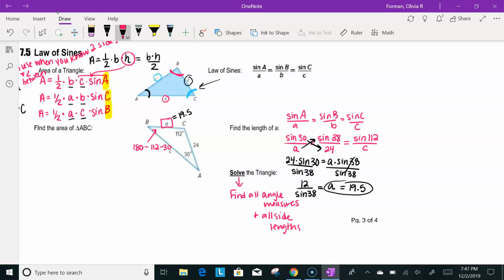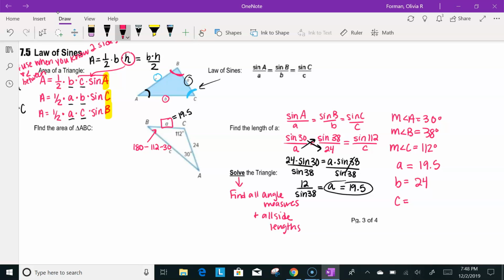So if I look at the picture there and what I've done so far, I should know that the measure of angle A is 30. The measure of angle B, we already found that, that was 38. The measure of angle C is 112. Those are things that we already know. We want to find our side length of A, our side length of B, and our side length of C. Well, we just found A, it was 19.5. We were given B is 24, so now we just have to find the length of C.